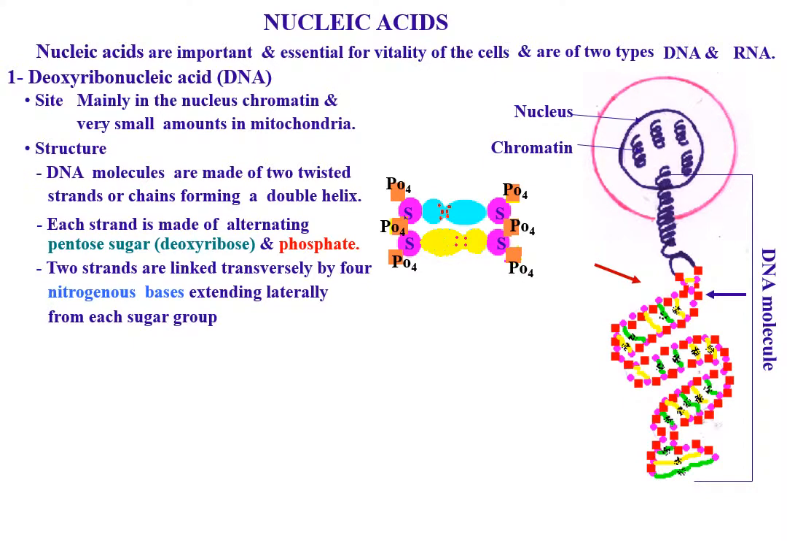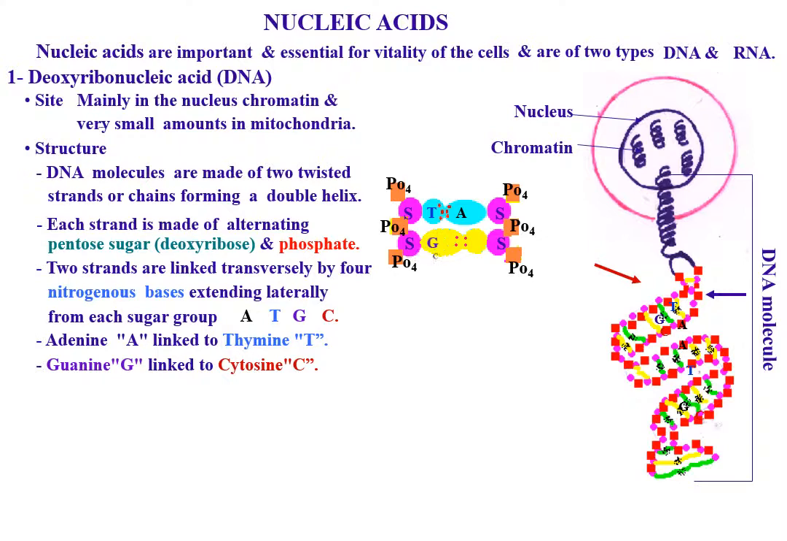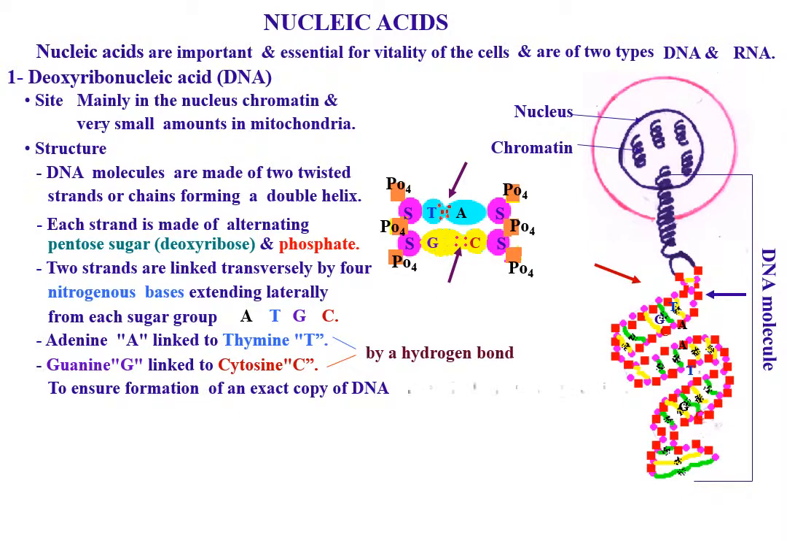The nitrogenous bases are adenine, thymine, guanine, and cytosine. Adenine is always linked to thymine, while guanine is always linked to cytosine by a hydrogen bond. This linkage is very important to ensure the formation of an exact copy of DNA molecule during its replication or duplication in the interphase before cell division.